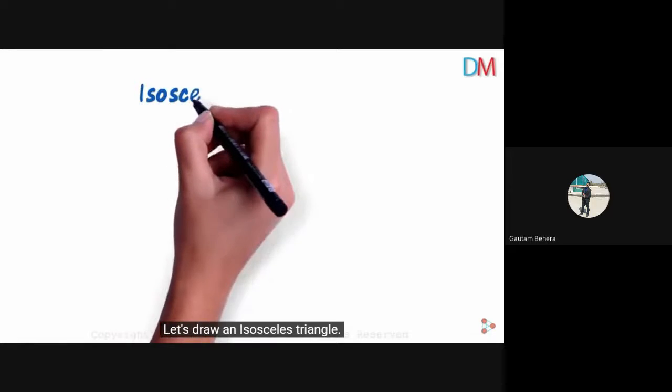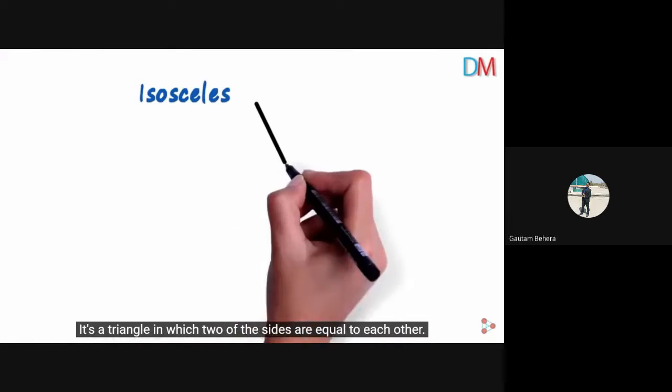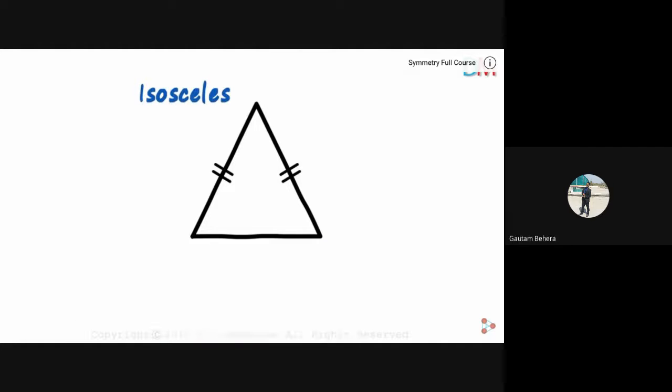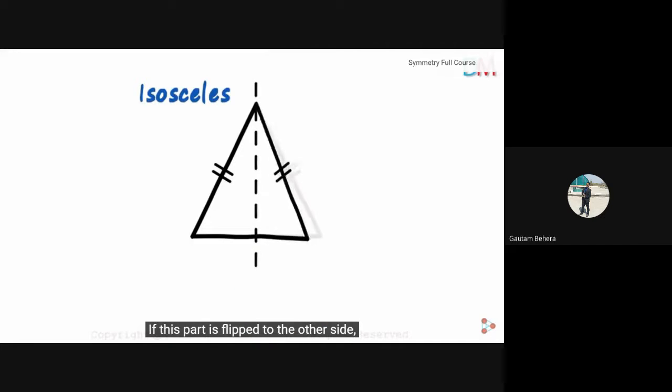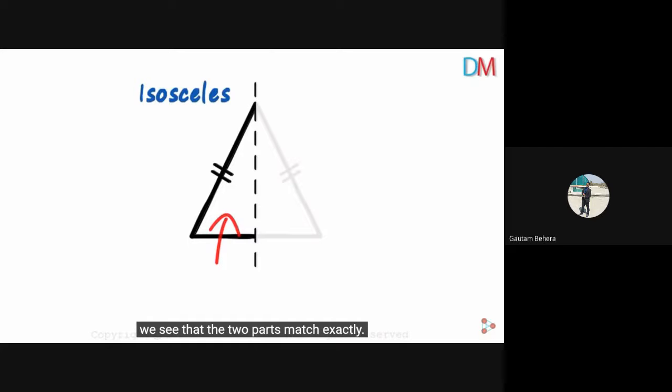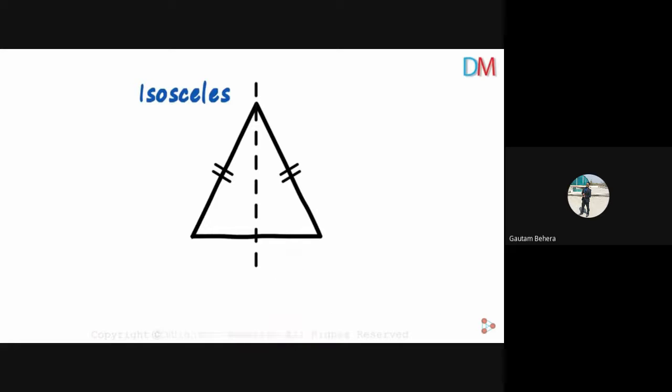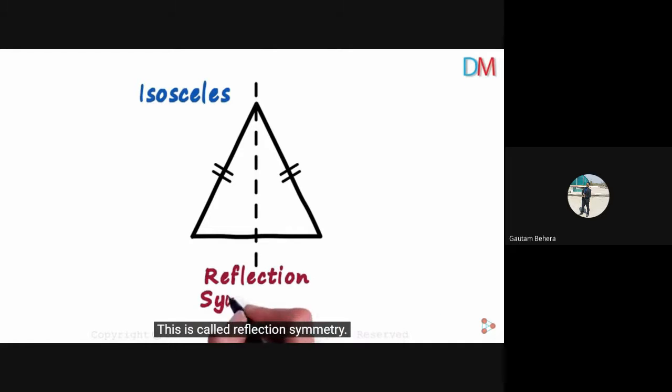Let's draw an isosceles triangle. It's a triangle in which two of the sides are equal to each other. And we had seen in the previous video that it has a vertical axis of symmetry. If this part is flipped to the other side, we see that the two parts match exactly. And that's why we say that this shape is symmetrical. This is called reflection symmetry.